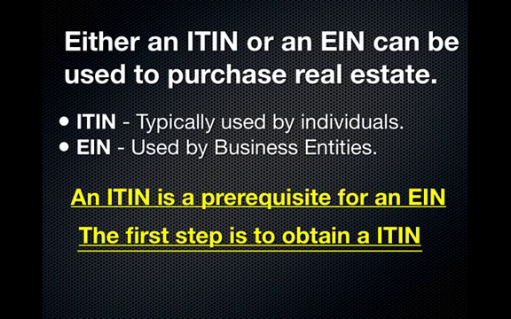Typically, an ITIN is used by individuals, whereas an employer identification number, an EIN, is usually used by business entities. Now, in order to get an EIN, you have to have an ITIN. In other words, the individual taxpayer ID number is a prerequisite for the EIN, meaning that the first step in the process here is to obtain an ITIN, or an individual taxpayer ID number.